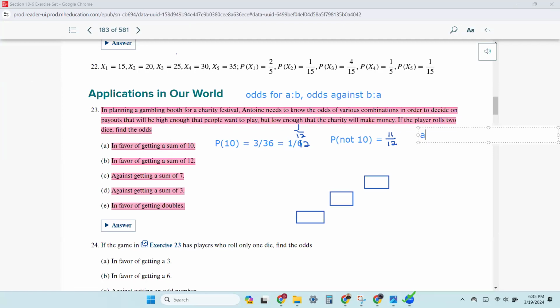So A is equal to 1, B is equal to 11. So A to B is 1 to 11. Okay. We did that one. Let's do this one.